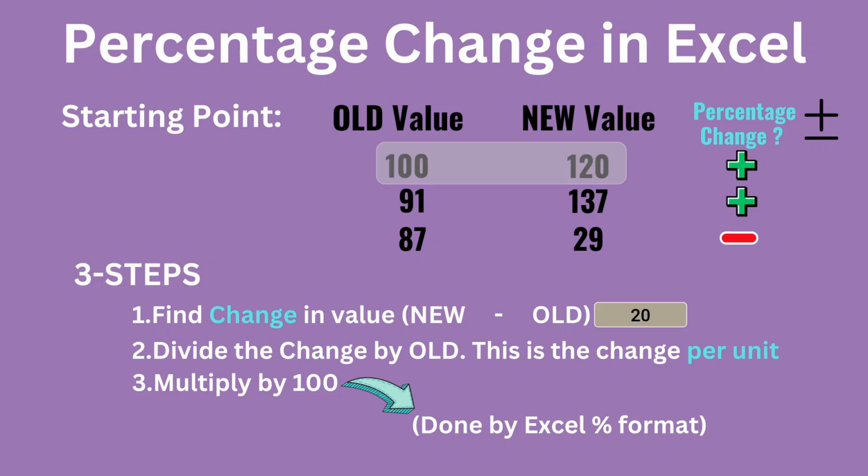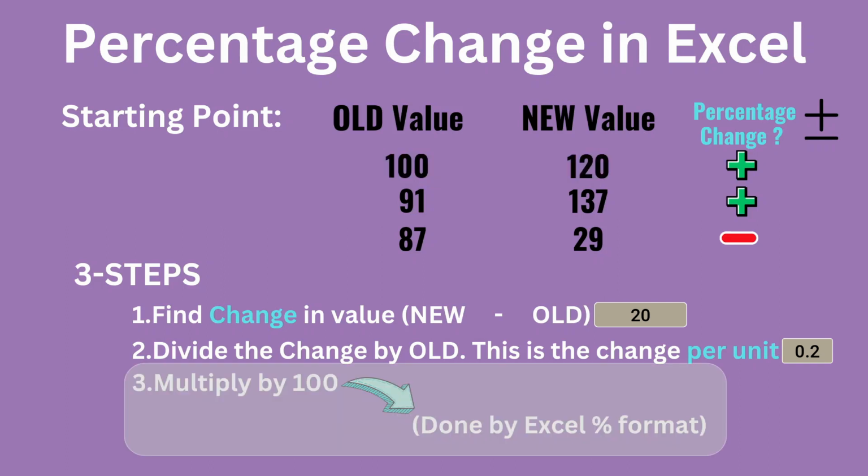So if I subtract 100 from 120, I will get 20 in the first step. When I divide 20 by 100, I will get 0.2, which is the change per unit of the original value. But the percentage change is the change for every 100. So therefore we have to multiply by 100. And this is done when we select percent format in Excel. Excel does this for us. And this is what many Excel users don't understand.